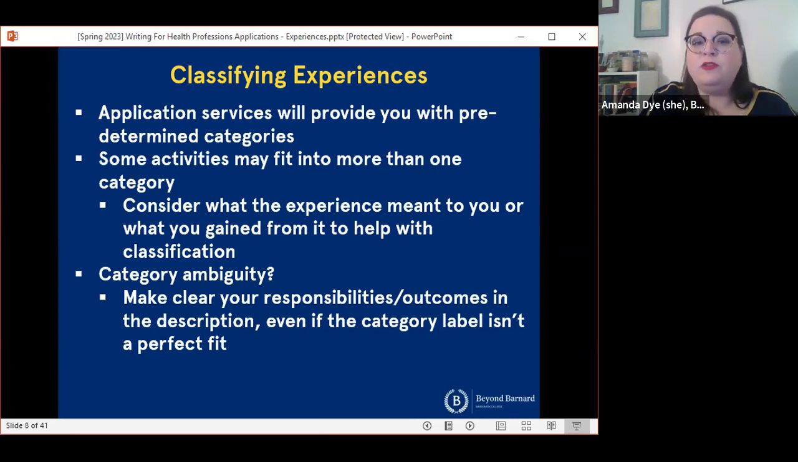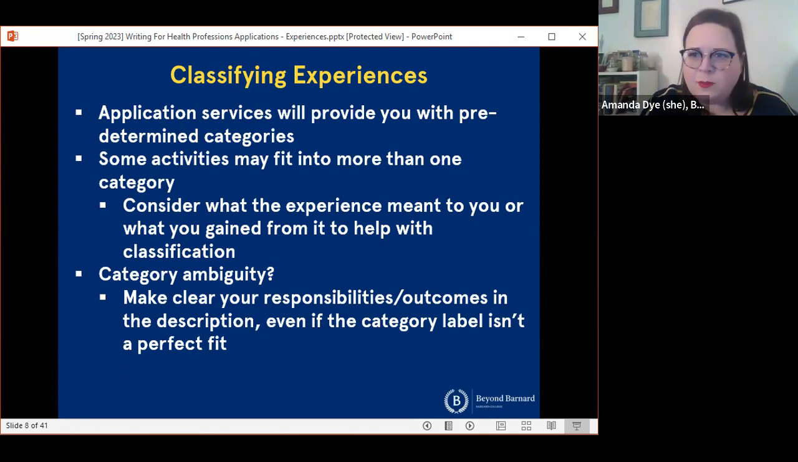So I always encourage people to think about what the experience meant to you, what you gained from it, what is the main thrust of this experience, the reason that you're including it, to help you with classification. And if you really feel like there's some ambiguity, something is very evenly split between two potential categories, I think ultimately you choose the one that you think is the best fit. If it's 51% versus 49%, then pick 51 and use the space that you have to write about the experience to make your responsibilities and the breadth of the experience as clear as possible, even if that category label isn't the perfect fit.